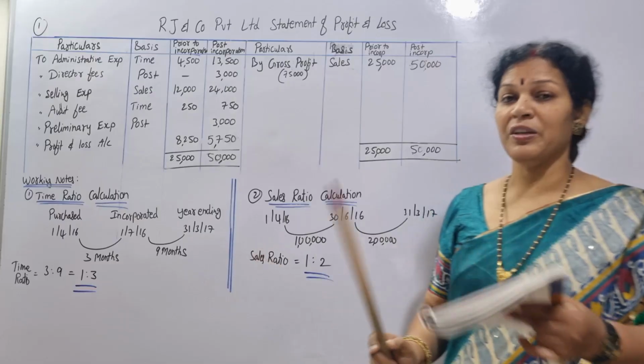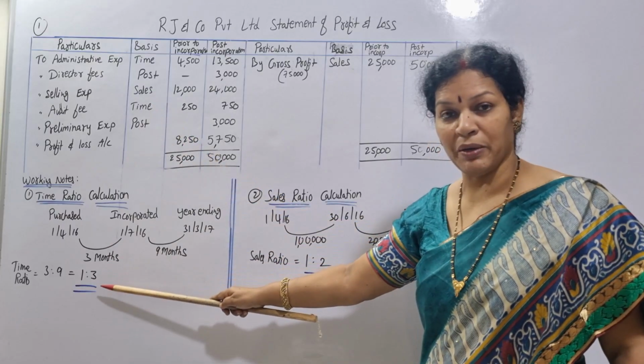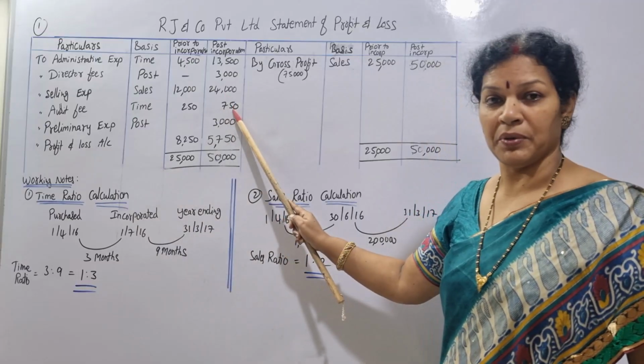Next, audit fee. Audit fee is 1,000. Audit fee always on basis of time. 1,000 into 1 by 4, 250. 1,000 into 3 by 4, 750.